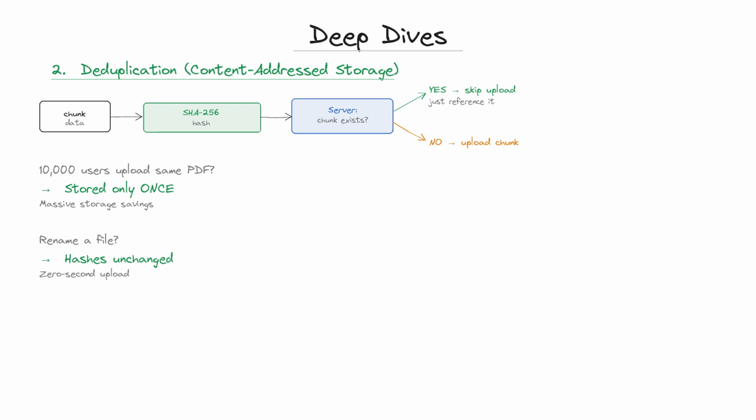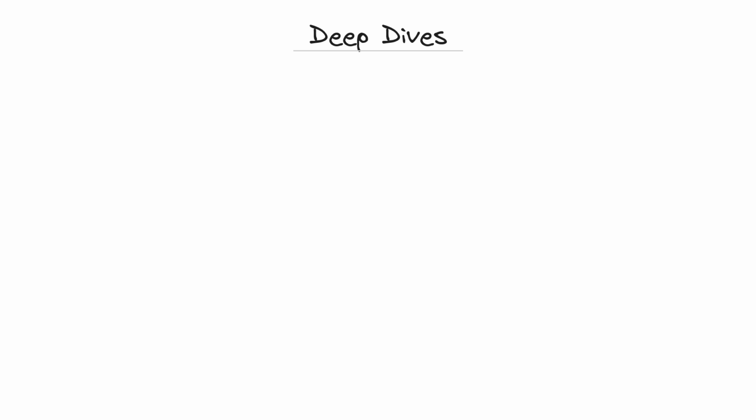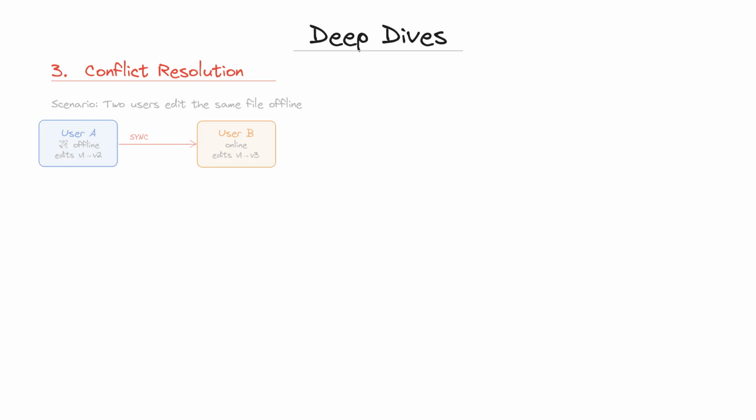Deep dive 3, conflict resolution. Here's a tricky scenario. You're on a plane with no internet. You edit a document. Meanwhile, your colleague edits the same document on their machine. When you land and both devices sync, what do you do?